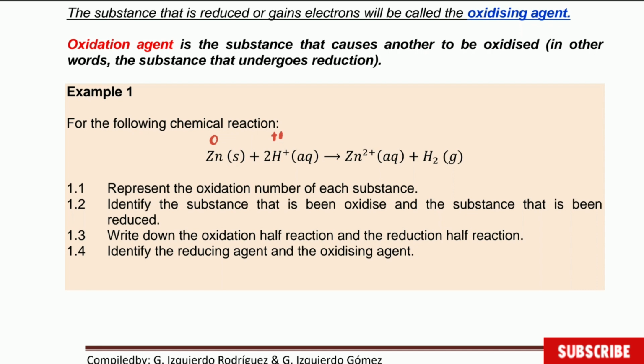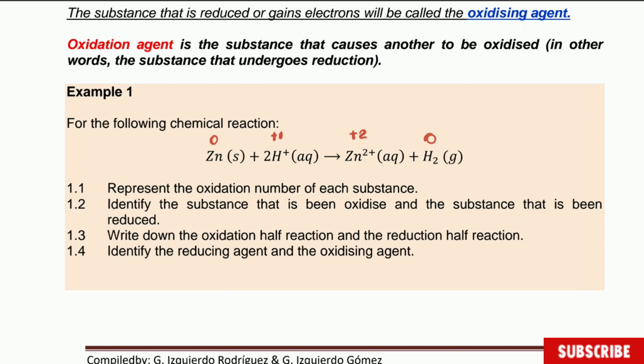But zinc here, when you go to the second part with the product, is going to be a monatomic ion with a positive charge of positive 2. It's a positive 2. This one is the oxidation number for zinc at that point. And then hydrogen is a diatomic molecule. It's a molecule. Therefore, the oxidation number is also going to be 0. And guys, this one is question 1.1.